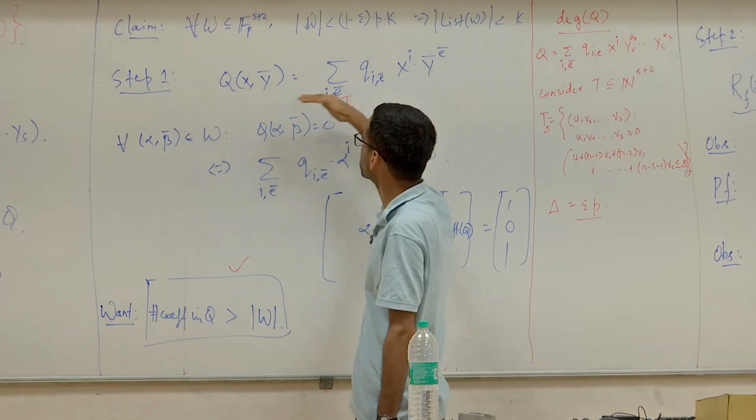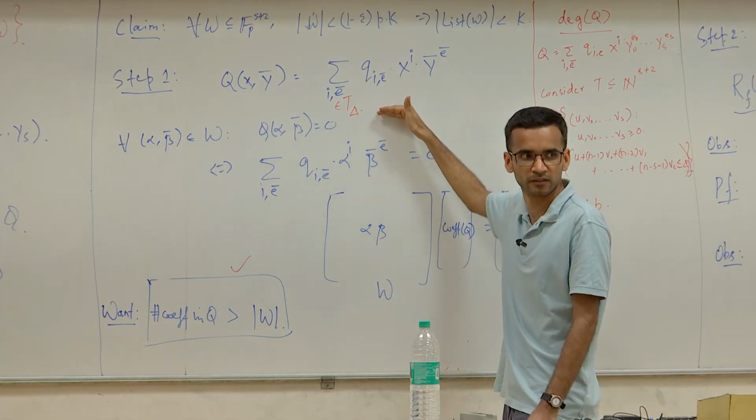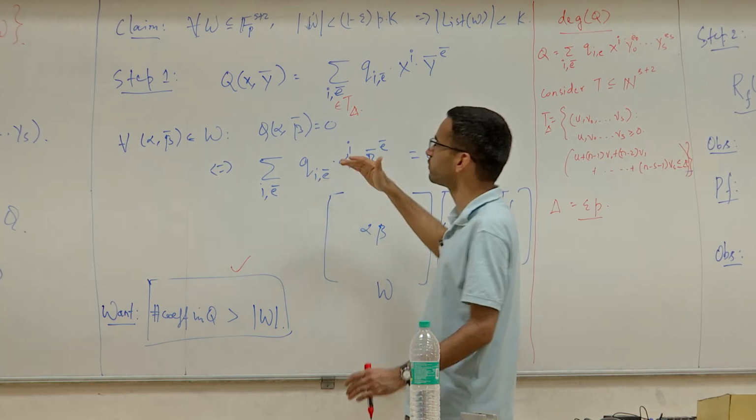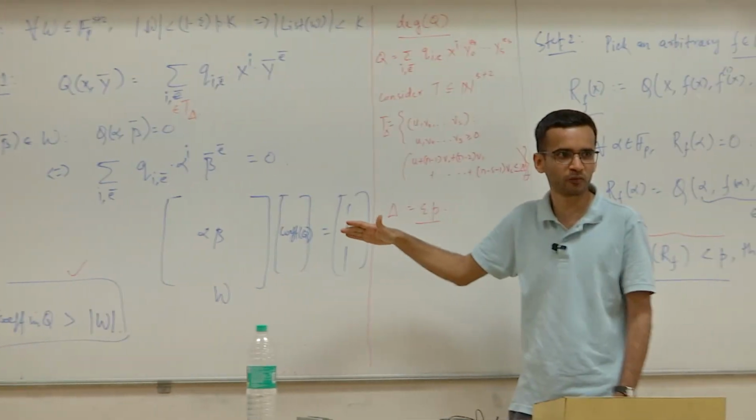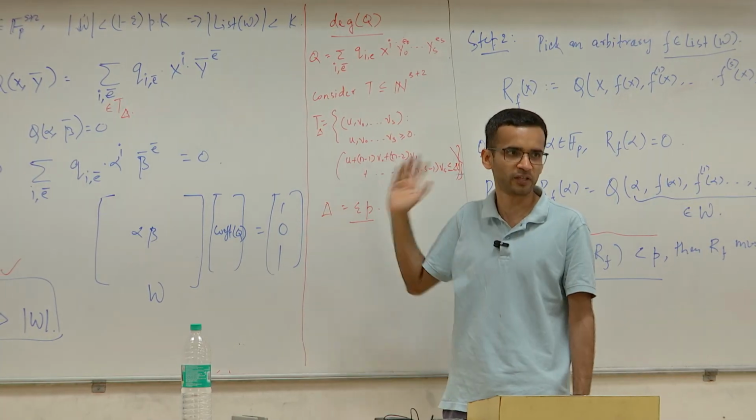That ensures that Q of xy has at least the size of W plus 1 many monomials that it's supported on. And we are imposing size of W many homogeneous linear constraints on these coefficients. So there must be a non-zero solution. Pick one such non-zero solution, work with it.